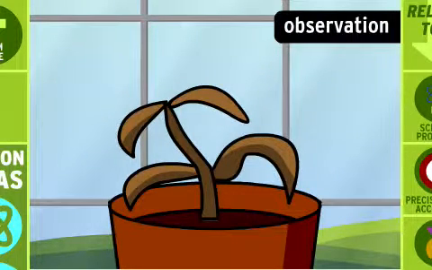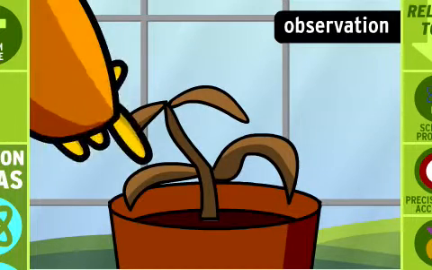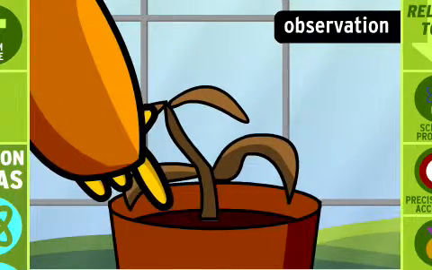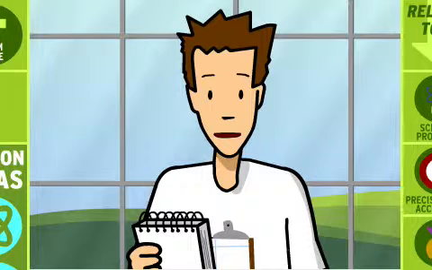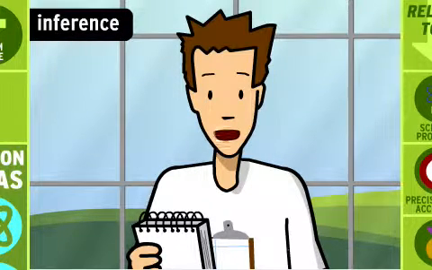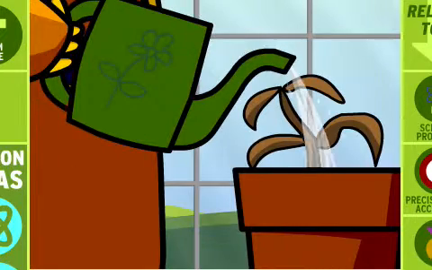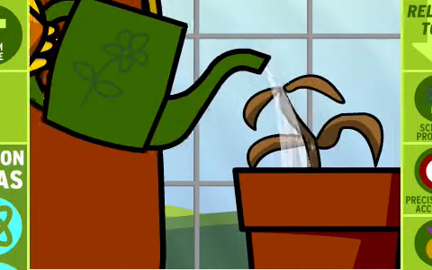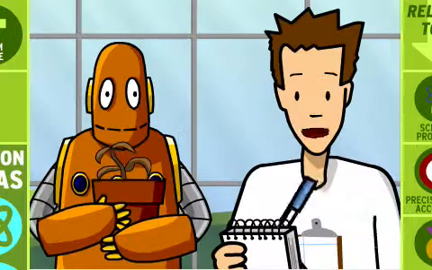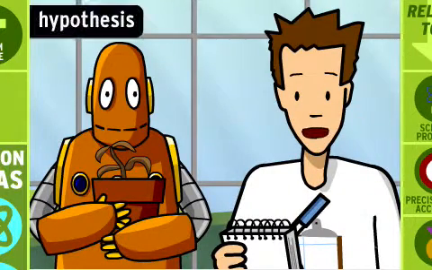The leaves are brown and falling off, and the soil is wet and squishy. Next, we make an inference. An inference is a conclusion about our observations. From what we've observed, we could infer that Moby is watering his plant too much. Now we translate our inference into a hypothesis.